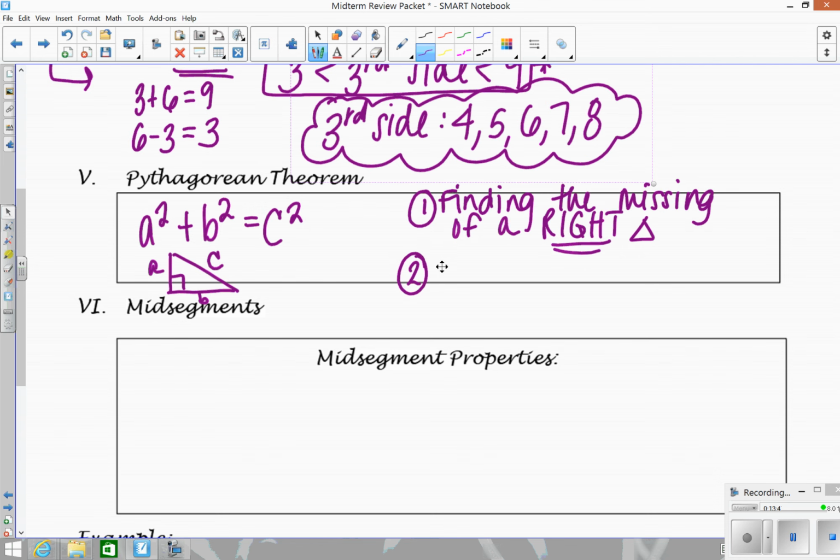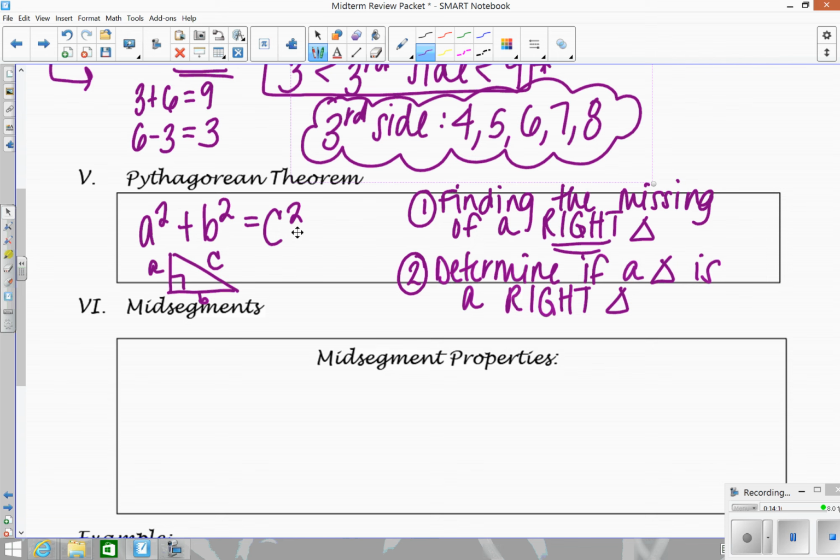So you can use it to determine if a triangle is a right triangle. Basically, in order for a triangle to be a right triangle, it has to work in the Pythagorean theorem. So say we have three numbers, I would plug them in, making sure that the biggest side goes in for c. I'd plug them into a squared plus b squared equals c squared and see if it actually works.